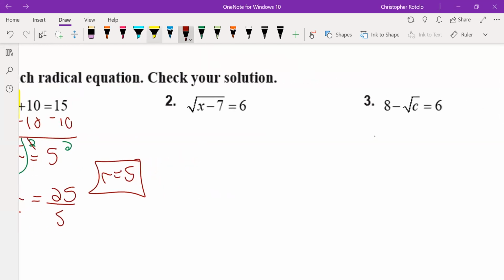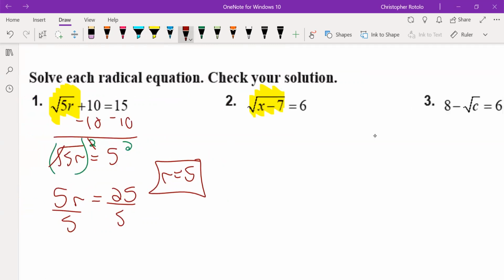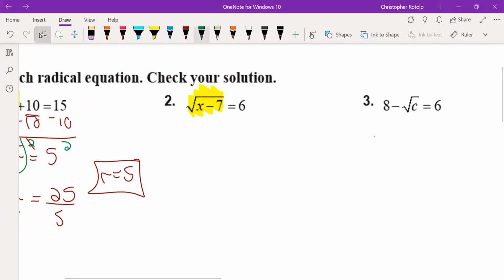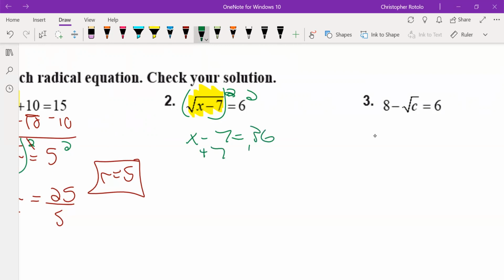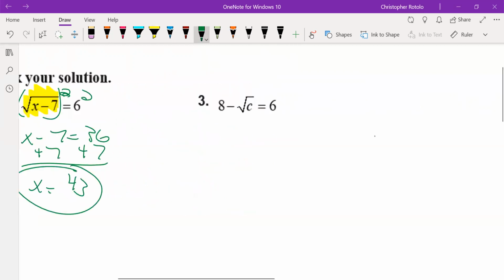And the second one here, this square root is already by itself. Notice there's nothing extra like that plus 10 was in the last problem. So that means we're ready for the second step already, which is simply to square both sides. So I have x minus 7. That's kind of the nice thing, this left-hand side will fix itself. 6 times 6 is 36, and we're going to add 7 to that. So x turns out to be 43.